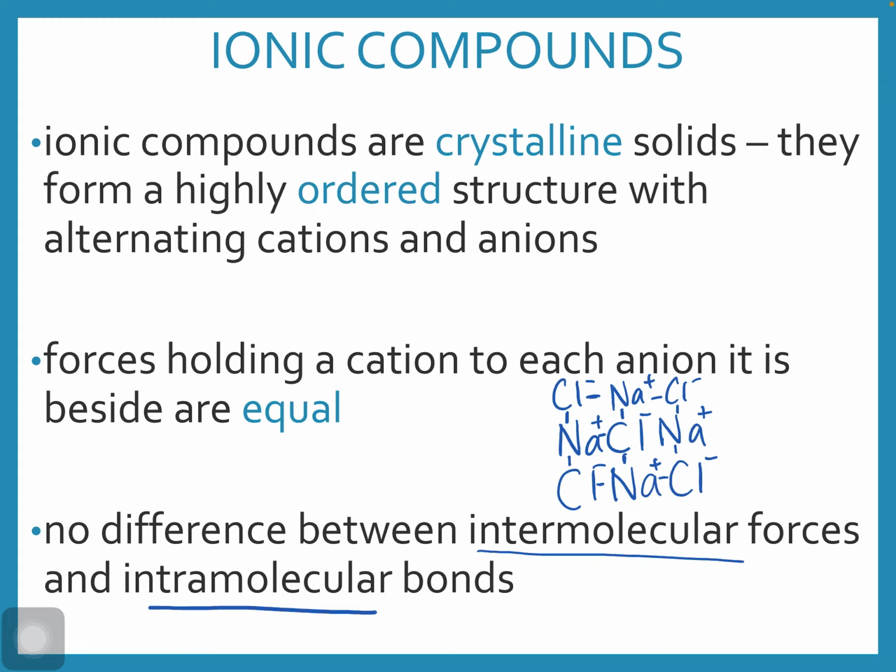And so this is where that idea of formula units comes in. We just look at the ratio of how many we need in sodium chloride. So I have just as many sodium ions as I do chlorine ions. So we have a 1-to-1 ratio there.